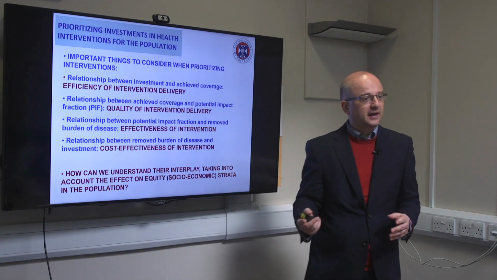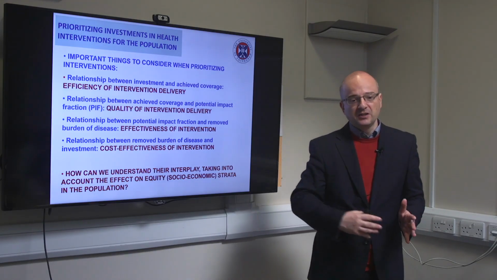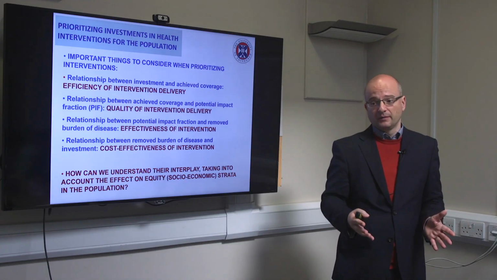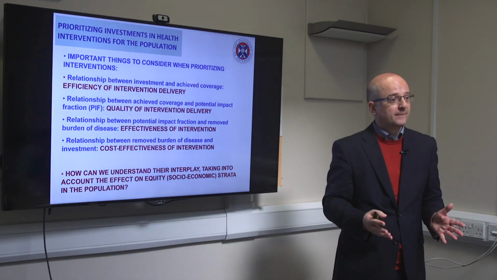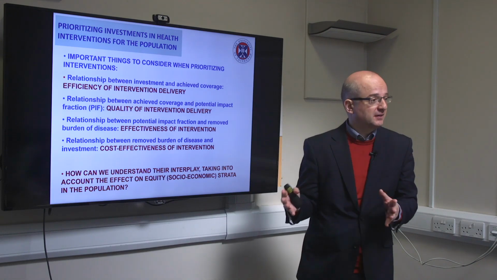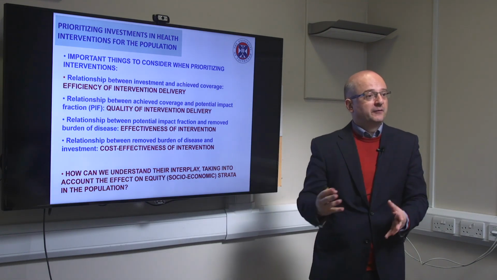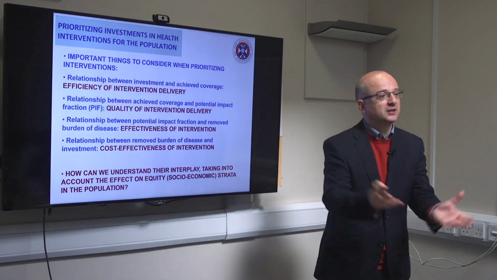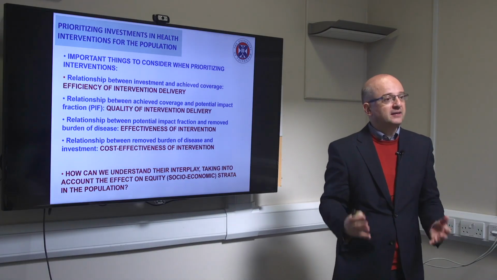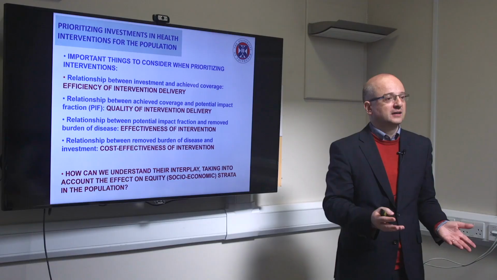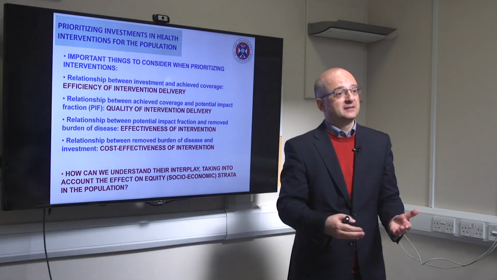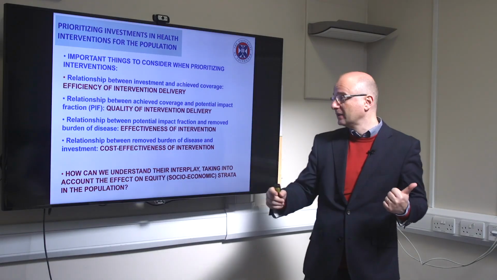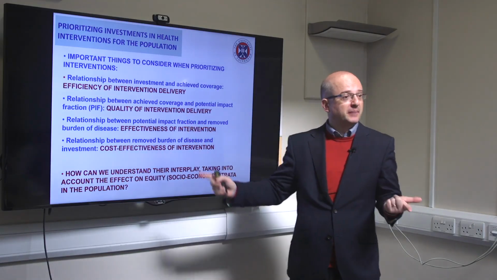It's not going to be the same if you achieve 50% coverage in the central capital city, and if you achieve 50% coverage somewhere remotely. If you achieve 50% coverage, you're going to be able to remove far more of the national level burden of disease than if you just do it in the center of capital city. Clearly, in the center of capital city, it's probably cheaper, more efficient to deliver. The quality is going to be better.